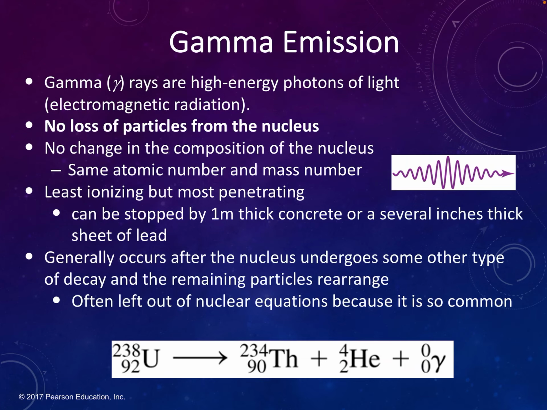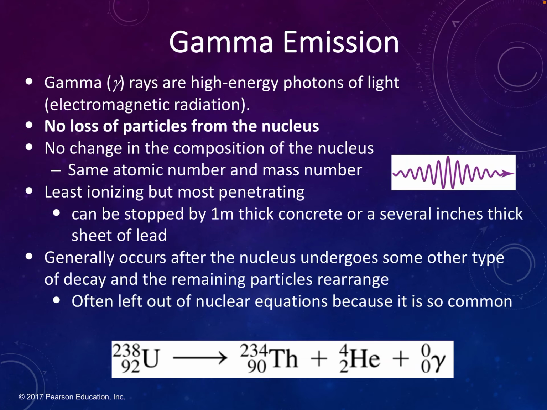Okay, gamma emission. So the last 2 we looked at were particles, right? We lost a helium nucleus, and then we lost essentially an electron because we turned a neutron into a proton. Gamma rays, though, are not particles. Okay, gamma rays are just high energy photons of light. These are electromagnetic radiation that's being released. Okay, so we don't change anything about the nucleus. It's going to have the same atomic number. It's going to have the same mass number, right? Nothing changes. We are just releasing some light.